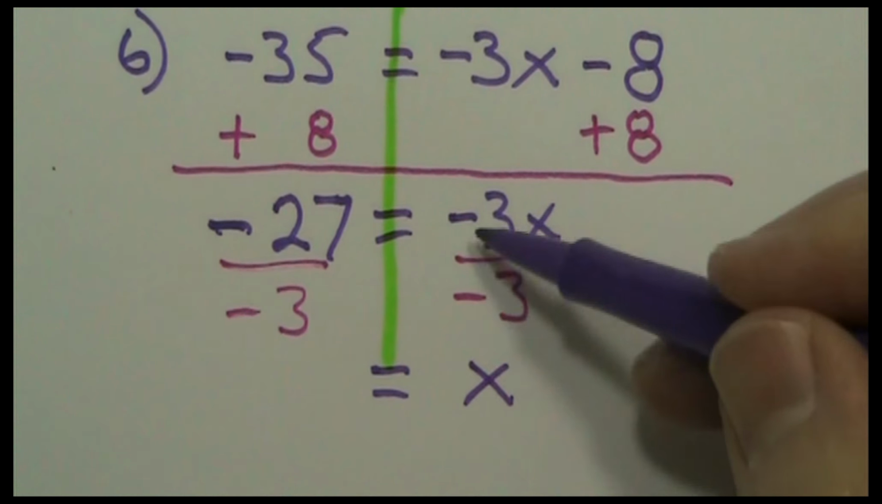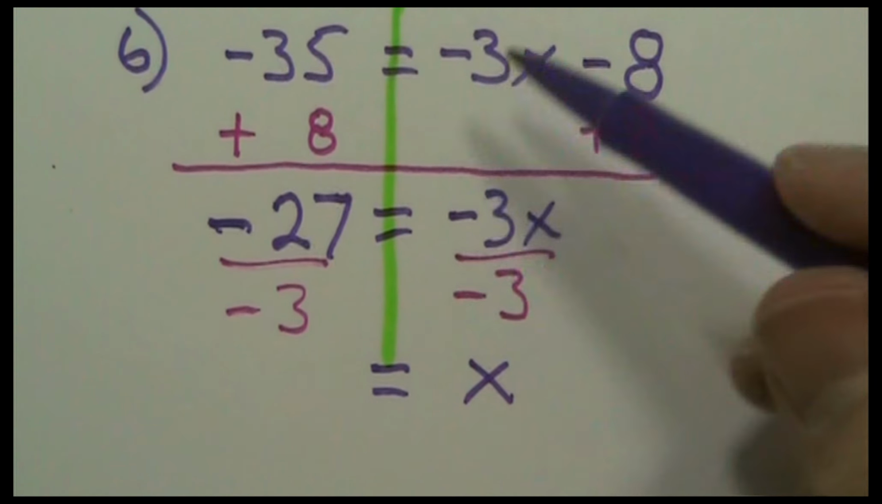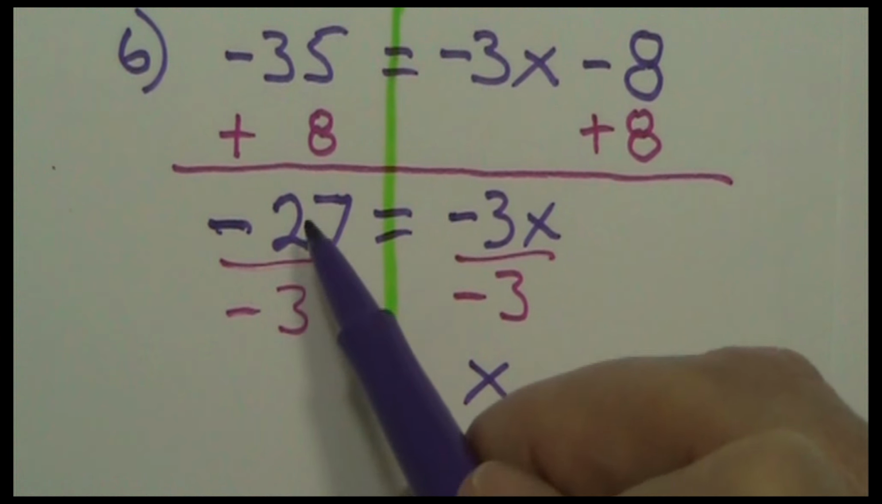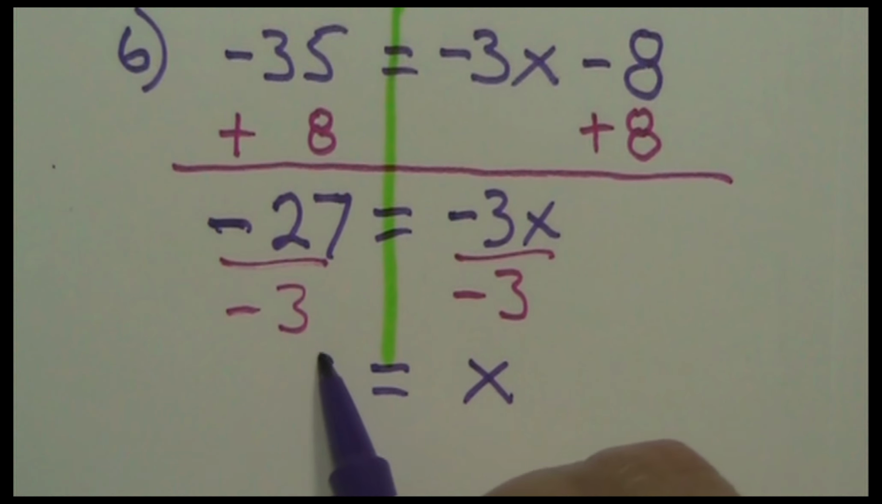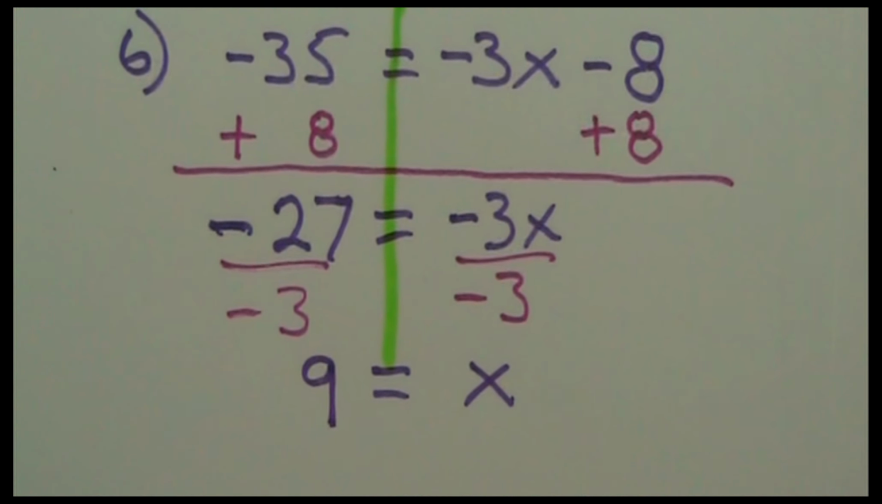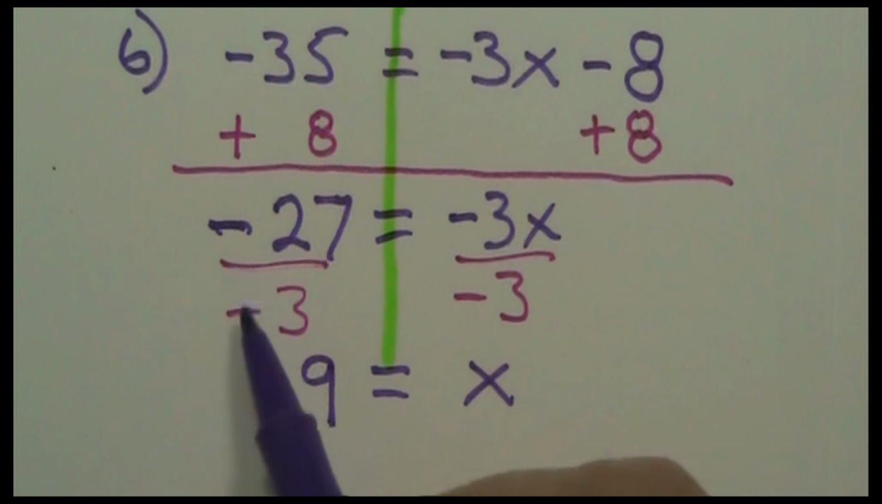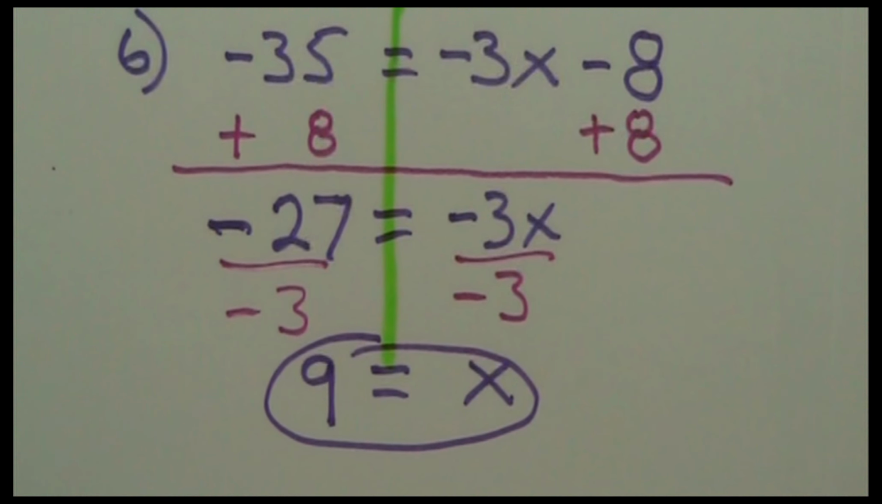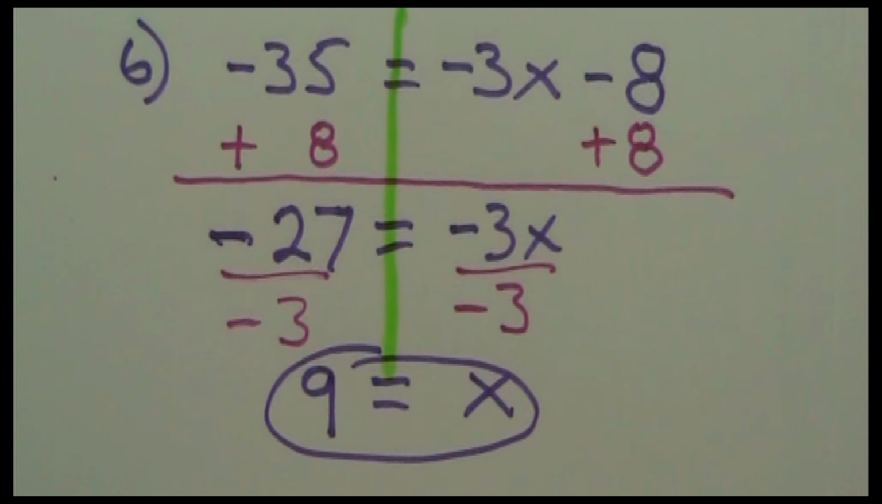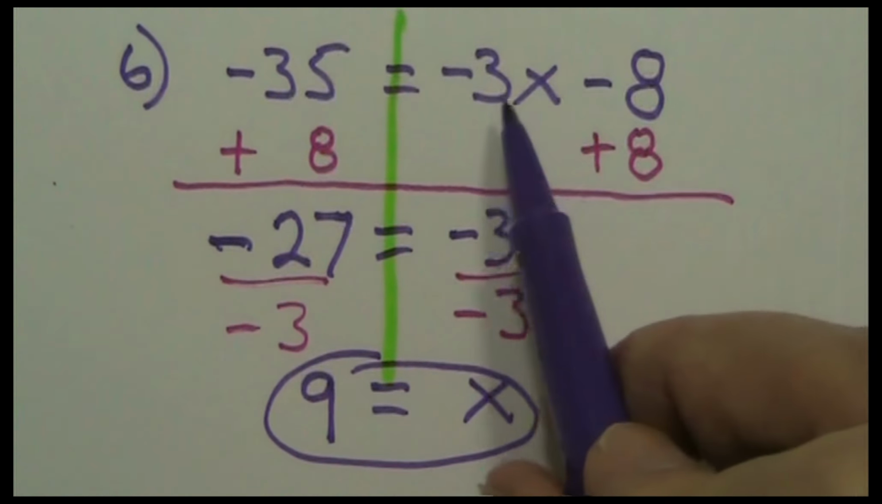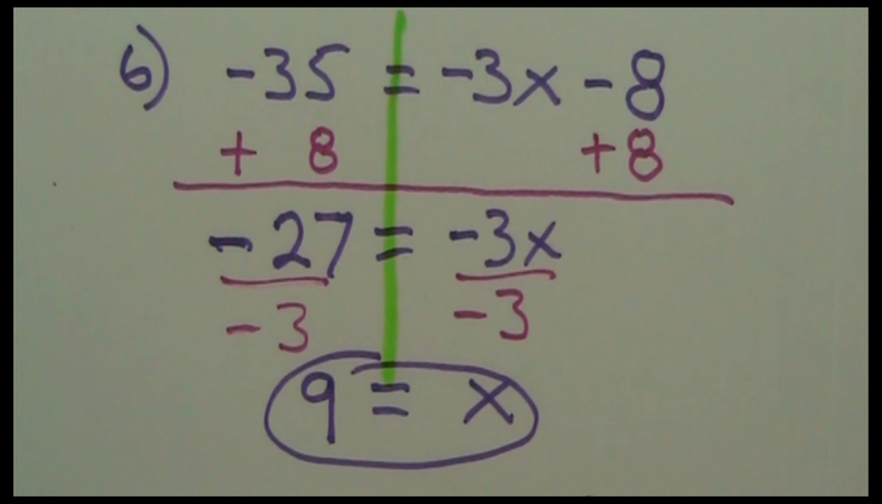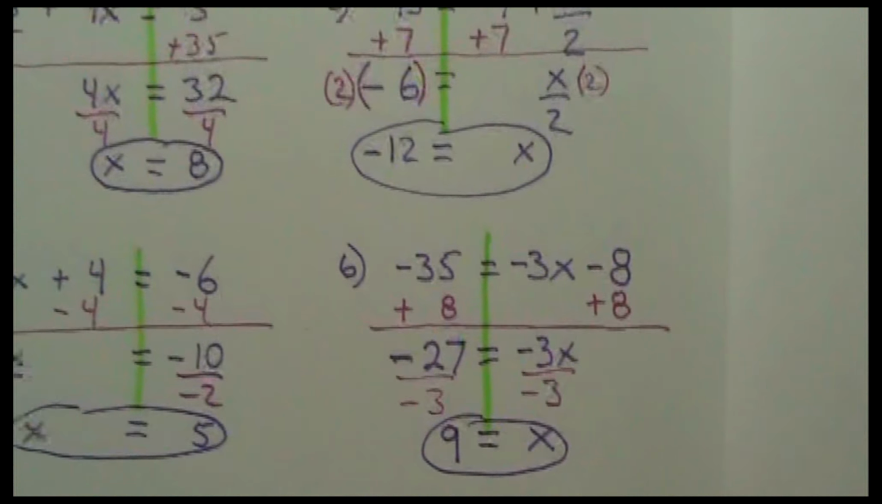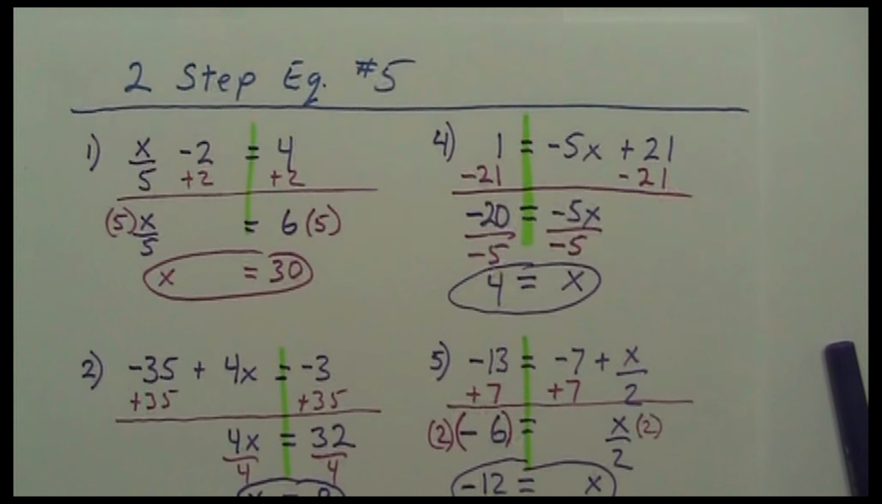Remember, negatives cancel when multiplying or dividing. Over here, 3 goes into 27, 9 times, and 2 negatives cancel when dividing. So the answer is 9. And if we take time to plug this in, we would see that it would work. So hopefully this increased your confidence at doing two-step equations.